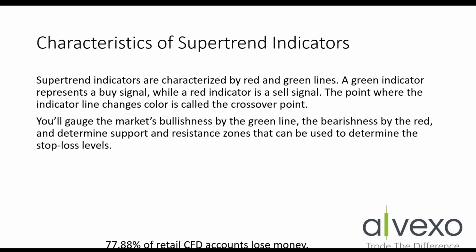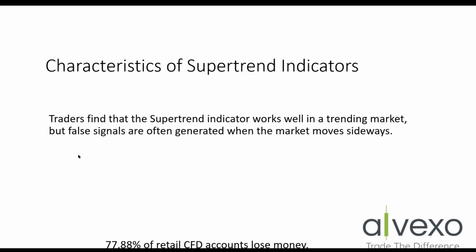Super trend indicators are characterized by the red and green lines. A green indicator represents the buy and a red the sell. You'll gauge the market's bullishness by the green line, the bearishness by the red, and determine support and resistance zones that may be used to determine the stop loss levels. Traders find that the super trend indicator works well in trending markets, but false signals are often generated when the markets move sideways. So keep that in mind, that when you're looking at a congested sideways moving market, the super trend indicator isn't reliable. So that tells you when the markets are moving that way, ignore the super trend indicator.